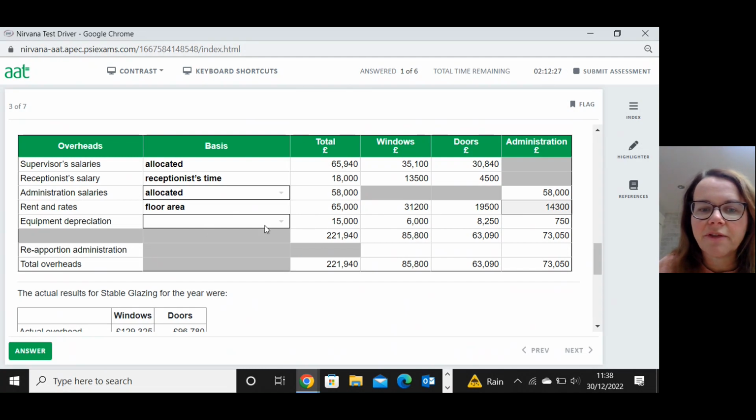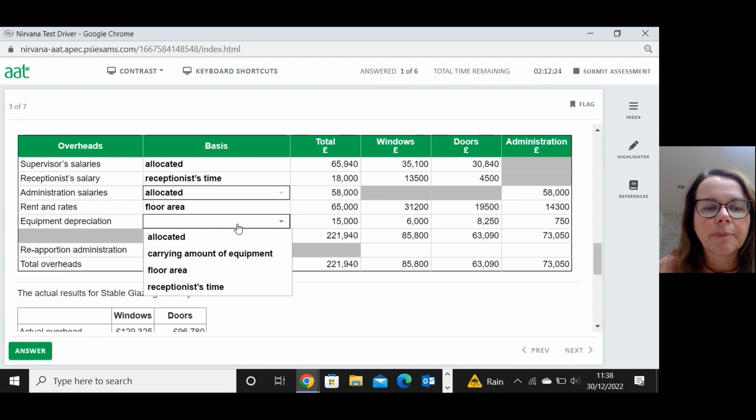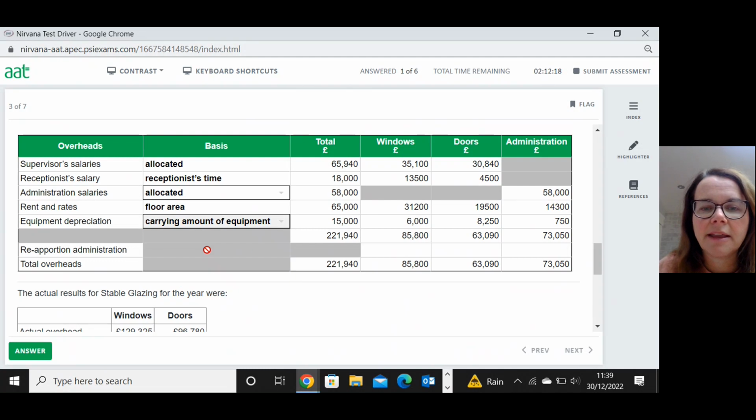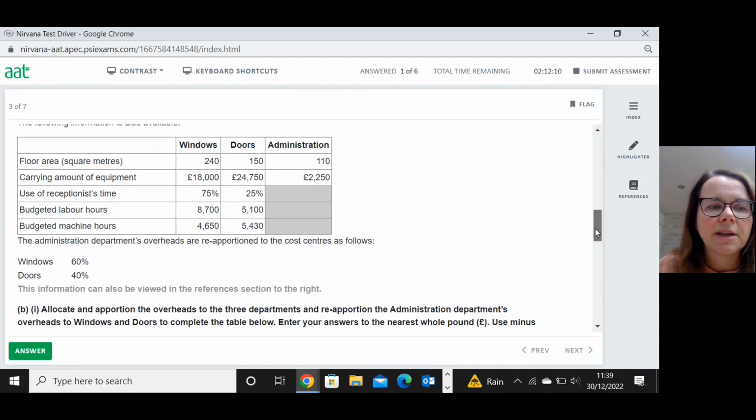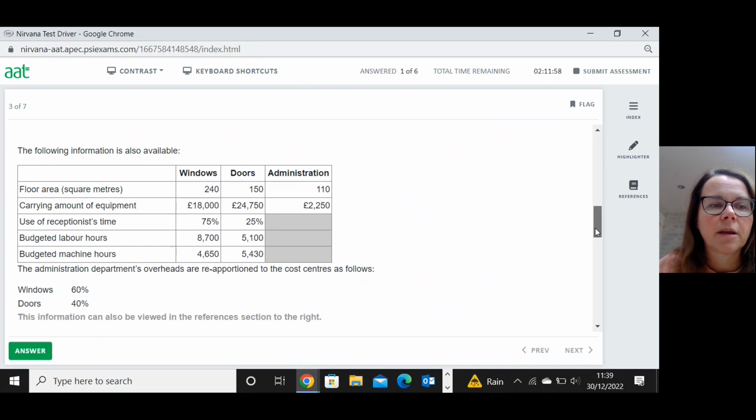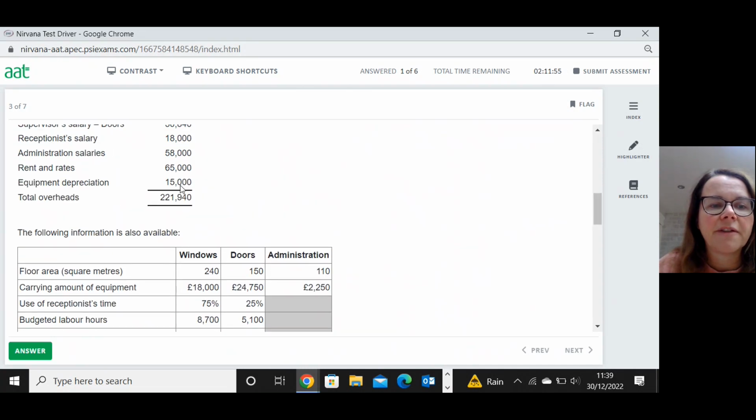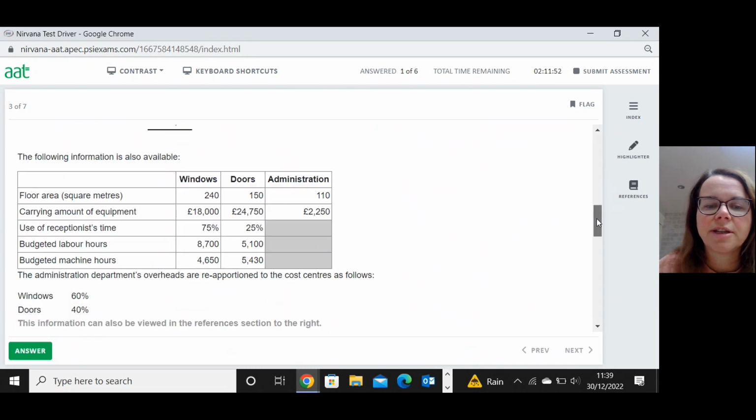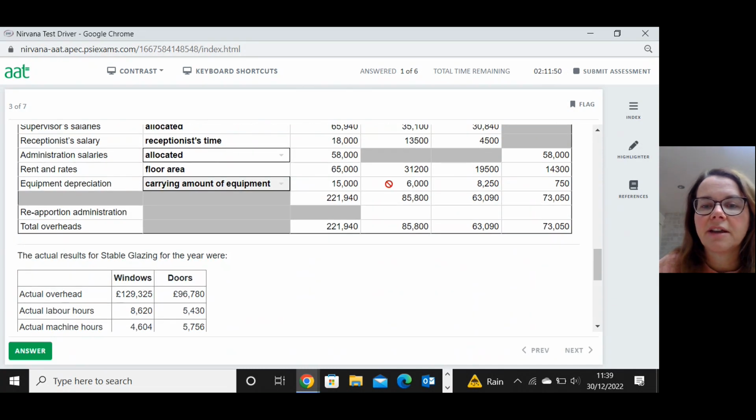Equipment depreciation, they've done for us, so we can double click here. Carrying amount of equipment is the most likely basis there. If you wanted to, you could double check. So we've got 15,000 to dish out. So if we were doing this ourselves, let's just check one. We would add up these 3 figures. We would do 18,000 divided by that total and then multiply it by the 15,000 that we're trying to dish out. So you could double check that these figures actually work out using the basis that you've selected.